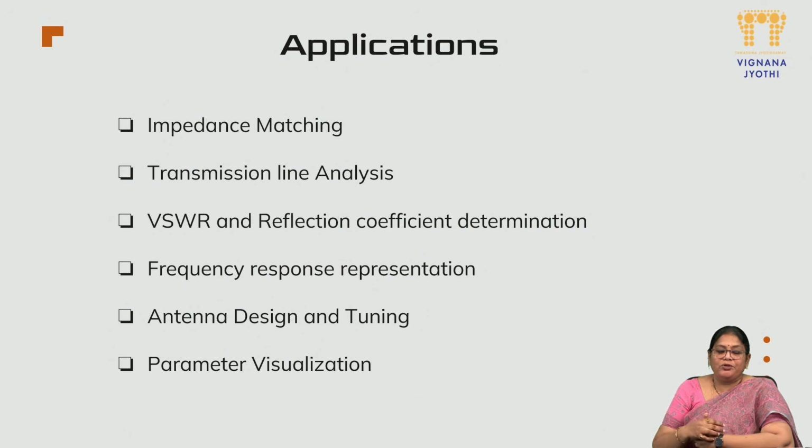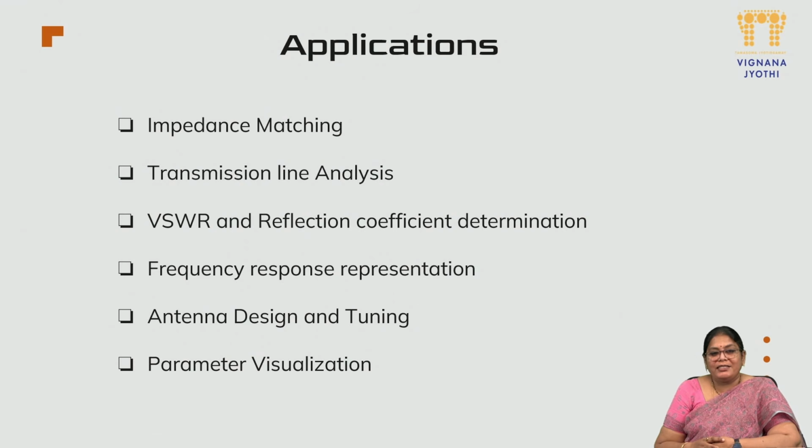So the Smith chart, as I told you, can be used for impedance matching. You can find the proper impedance value which is required so that the line is properly matched or properly terminated. It can be used for transmission line analysis. For example, you want to find out the values corresponding to reflection, reactance or resistance, all these transmission line parameters. All this can be found out using your Smith chart. Similarly, VSWR and reflection coefficient determination can also be done from the Smith chart.